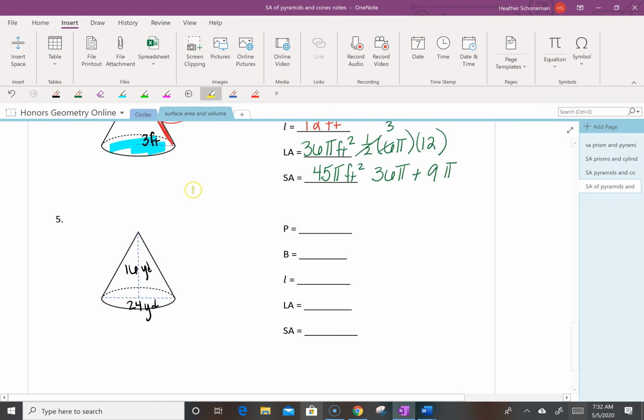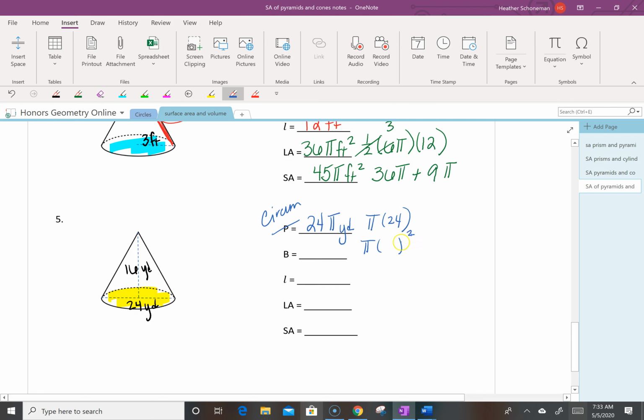All right, last one. We've got another cone. Now remember, if I draw on the radius, it's the radius. If I draw on the diameter, it's the diameter. So this one I've drawn in the diameter, so that number is the diameter. So our perimeter, or our circumference, is just going to be pi times diameter. But we're going to use our good math manners and put the number first, so it's 24 pi yards.